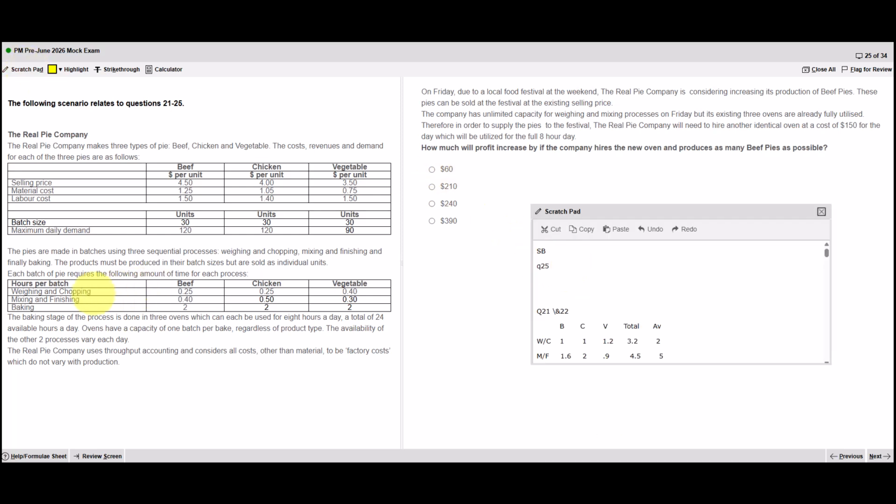So we can ignore weighing and chopping and mixing and finishing. We just need to take into account baking. So they've got 8 hours. It takes 2 hours. They'll make 4 batches. 4 batches means 120 pies.